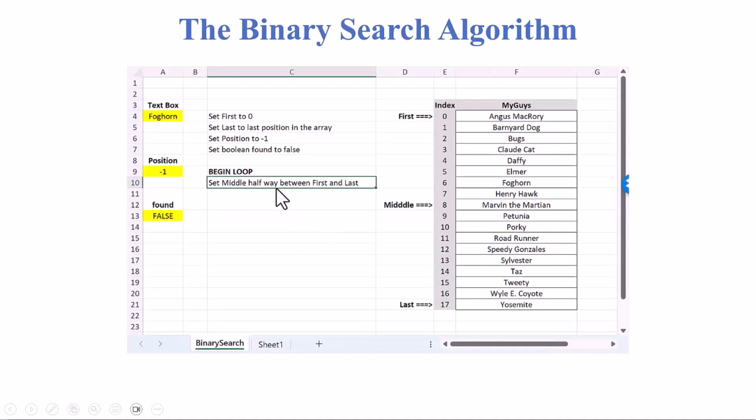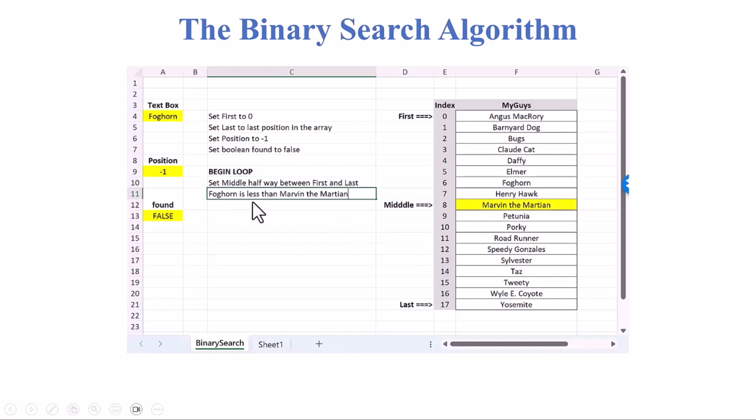So as long as we haven't found anything, our Boolean is set to false. If we find something, then it's true, and we'll get out of the loop. And begin that loop. We set our middle point to be halfway between the first and the last. It may not be exactly there, depending on if you get an odd number, but we can certainly put it in that place. And we point to this particular area, Marvin the Martian.